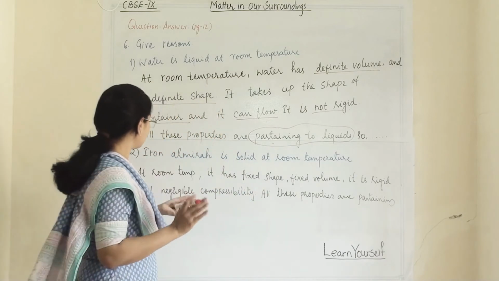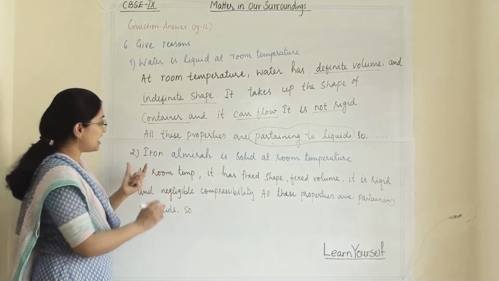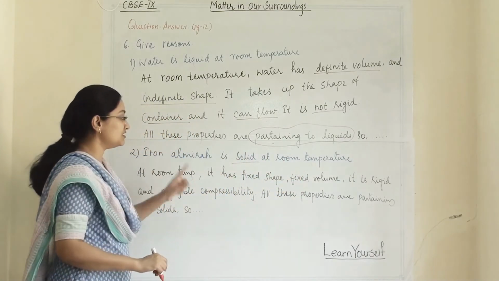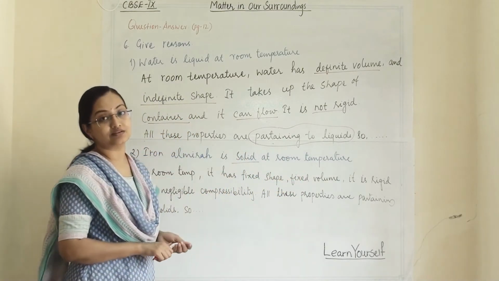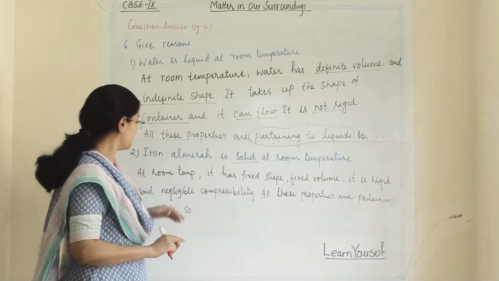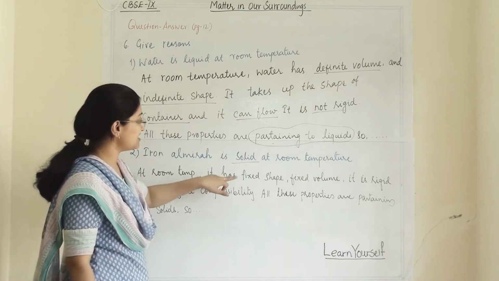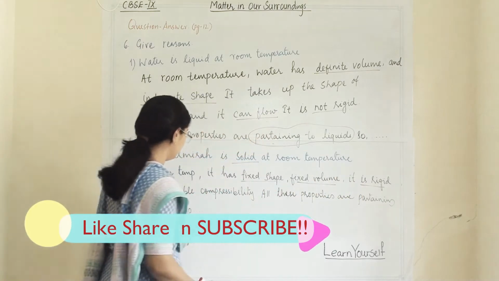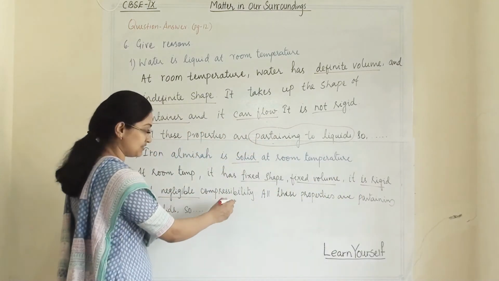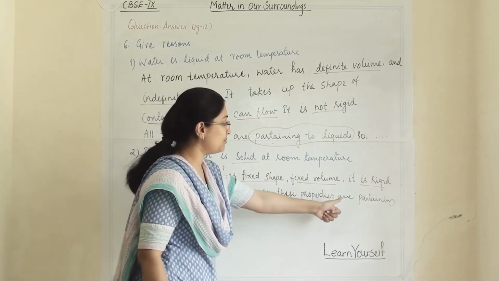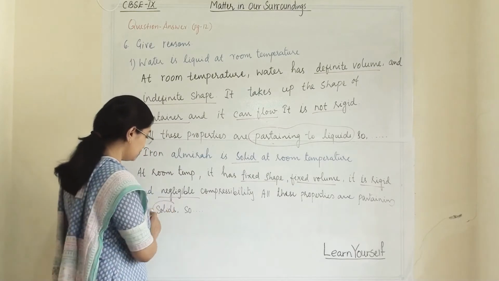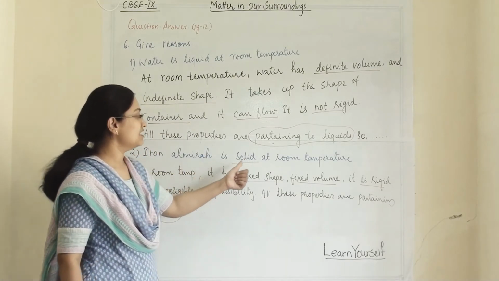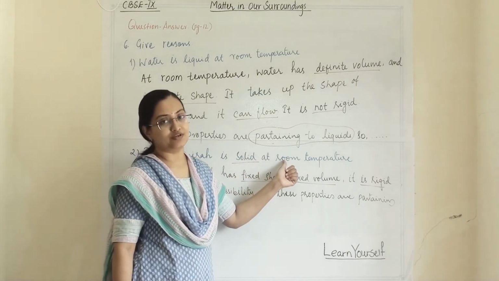Second reason is iron almirah is solid at room temperature. Now for this we have to mention all the characteristic properties of solid state. So at room temperature it has fixed shape, fixed volume, it is rigid, it has negligible compressibility, and all these properties pertain to solid. So that's why we can call iron almirah a solid at room temperature.